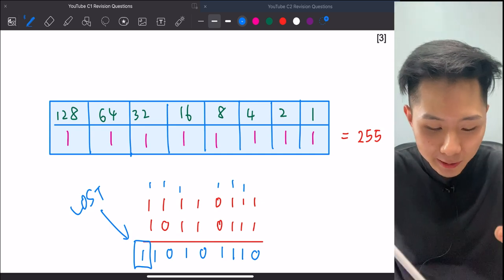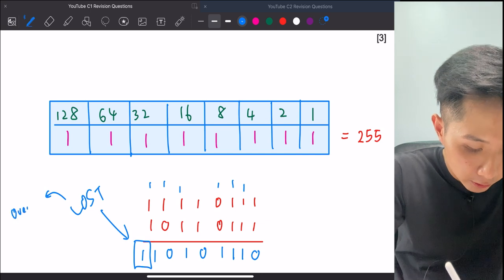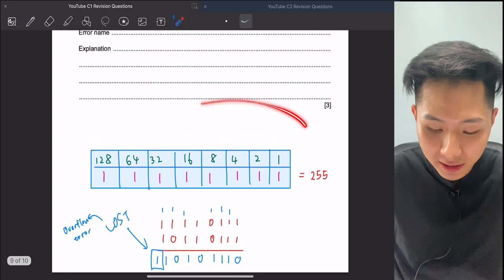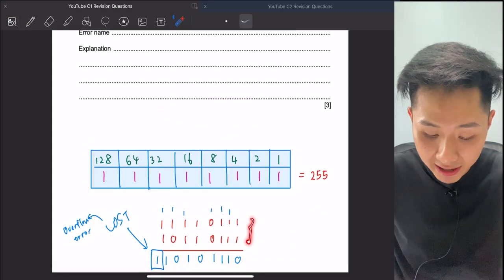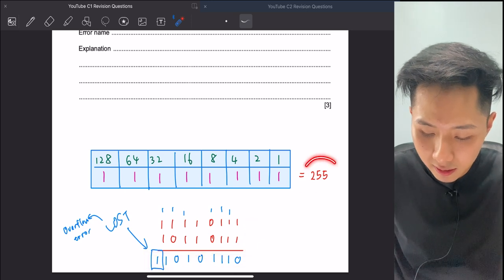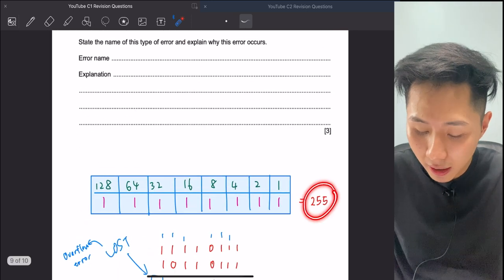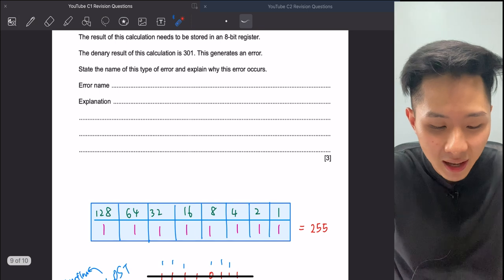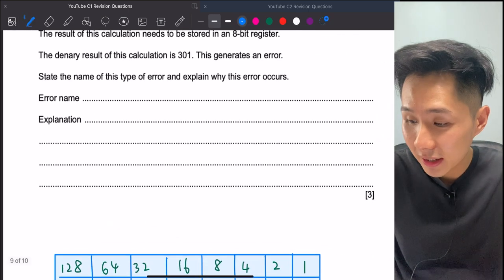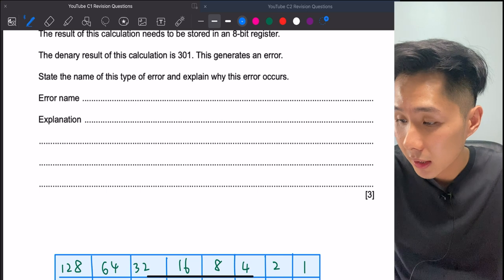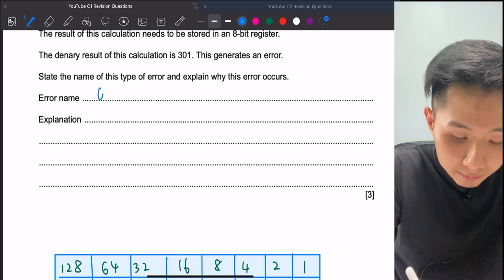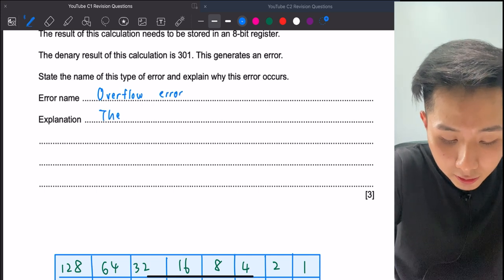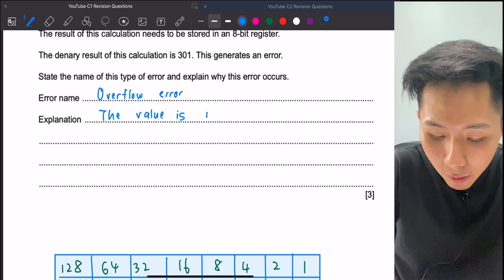And this error is what we call an overflow error. That's basically what happened here. After two binary values are added, the sum of it is 301, which is greater than 255, the maximum an 8-bit binary can store. So to answer this question, you write it as overflow error. And you can explain it by saying the value is more than 255.